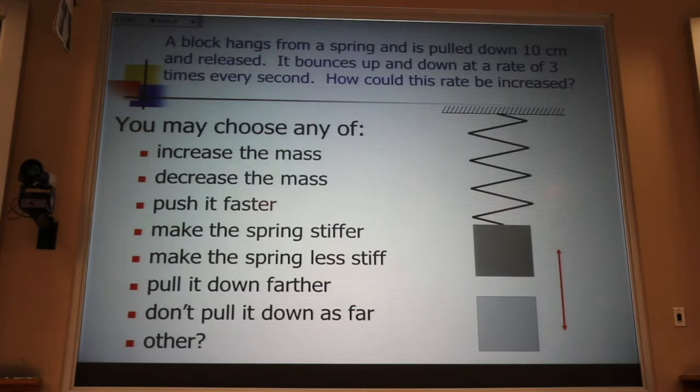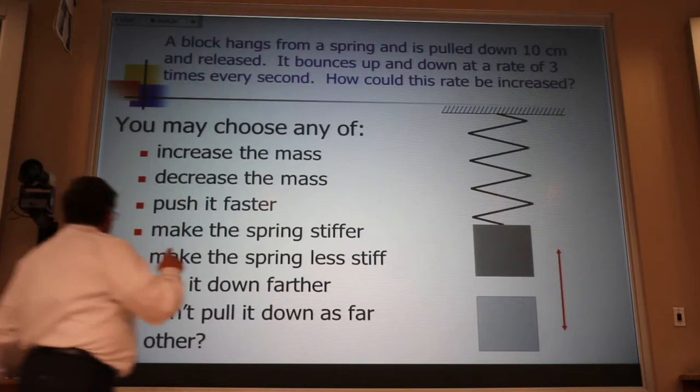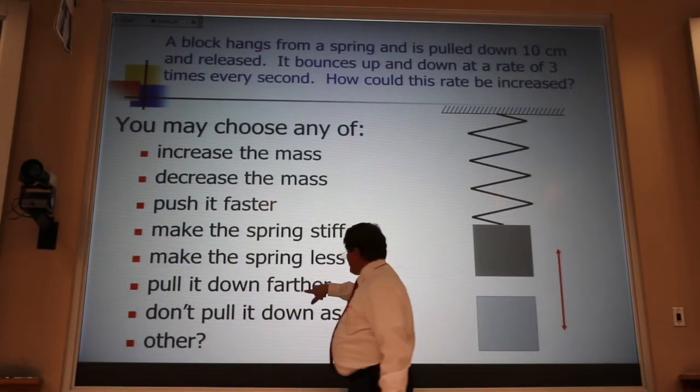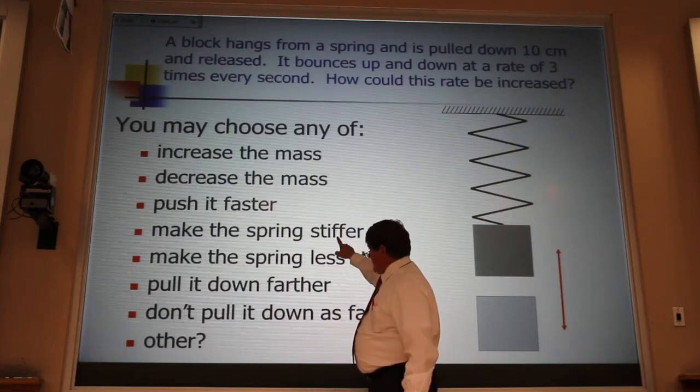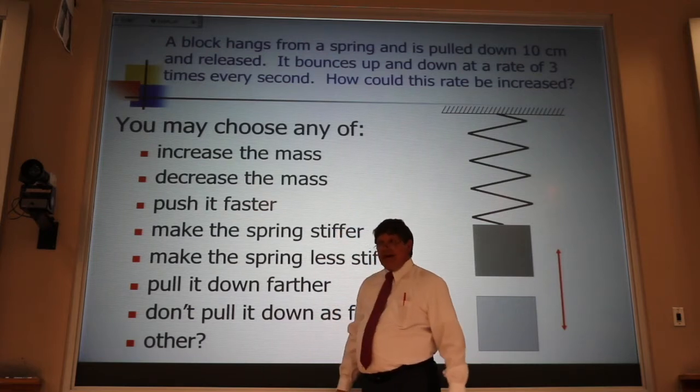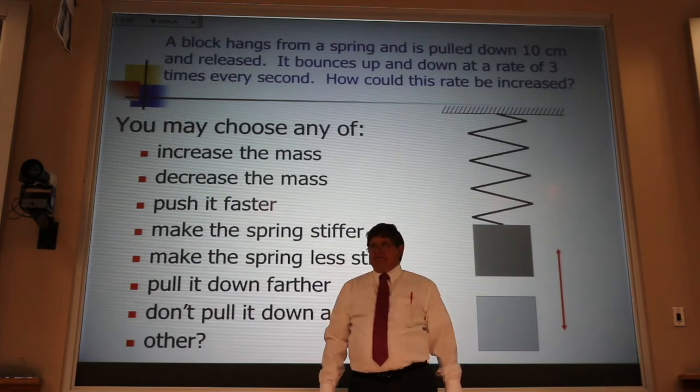Okay, brave soul, where are you? Raise your hand. Which would you do? I picked 3. Which 3? Increase the mass, make the spring stiffer, and not pull it down as far. So you'd pick this one, and this one. Yes. Okay? Anyone have a different answer?